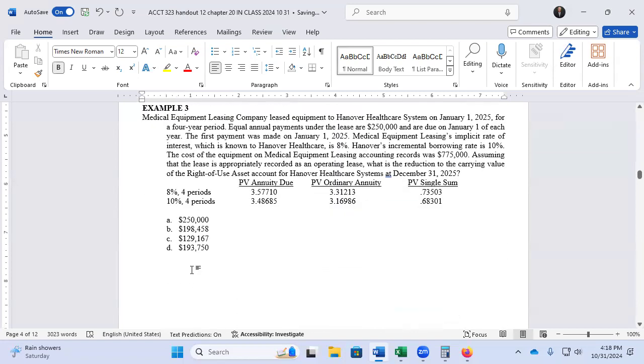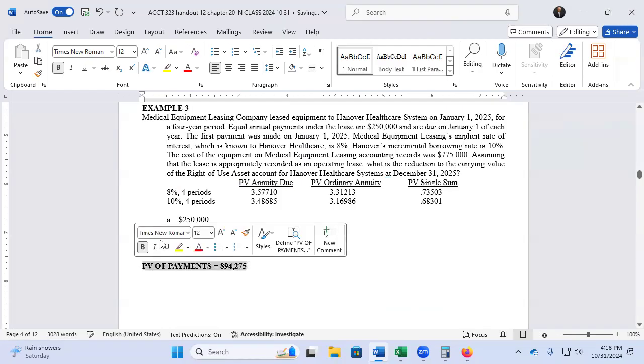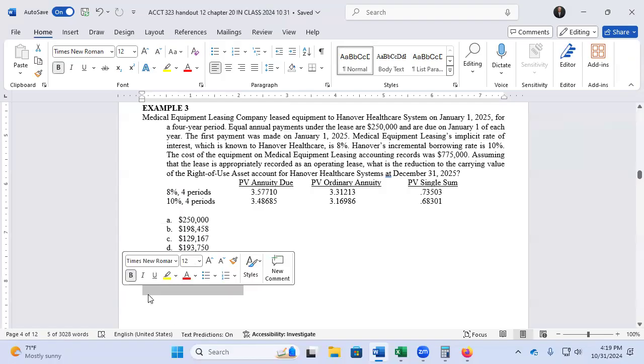Example 3. Now we still have the same information here. So this information is still the same. Take a minute to read it, and I'll walk you through it.